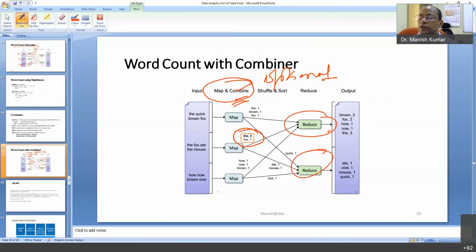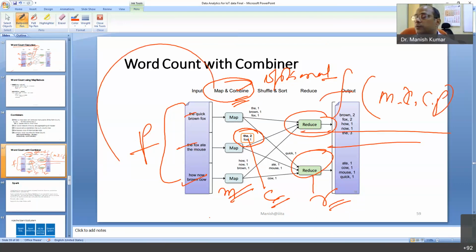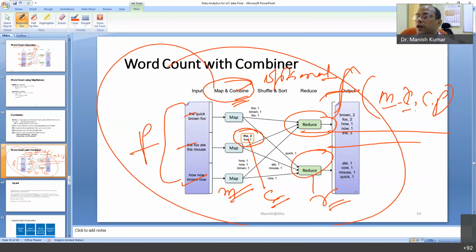So this is my M, this is my C, this is my R, and this is my P. Partition, mapping, combining, reducing. So this is what MRCP is. The entire work here is nothing but the function of MRCP. Okay. So this is what happened.